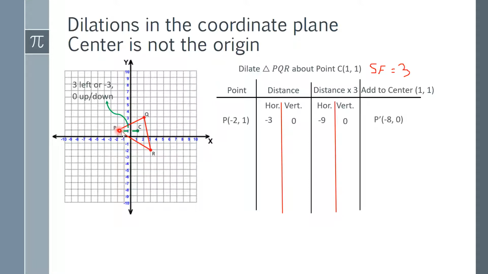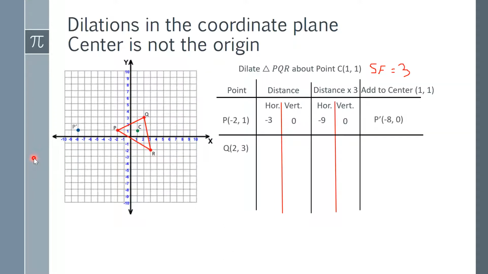So that's 3 times the distance from C to P. So that's going to be that far. And if you count, that's 1, 2, 3, and this will be 1, 2, 3, 4, 5, 6, 7, 8, 9. So that's another way you could do this. Let's get rid of all that, and there is P prime right there.